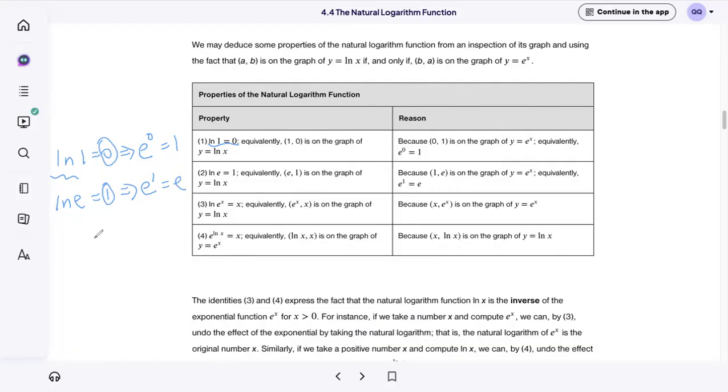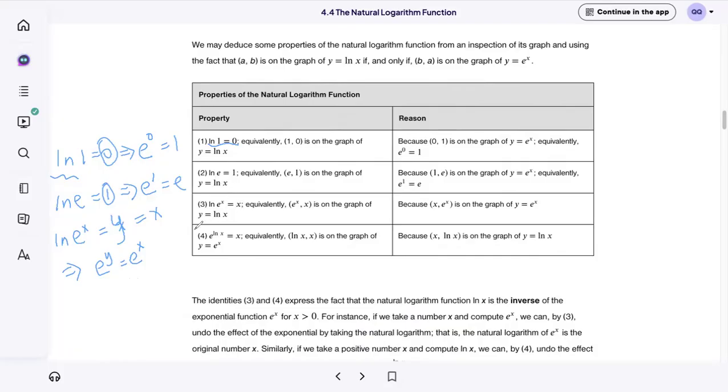And third, ln e to the x equals x. Let's see why. First we write this equal to y. We can rewrite this equation as e raised to y equals e raised to x. The base is the same, so the exponents must be the same. That's why y equals x. So ln e to the x equals x.